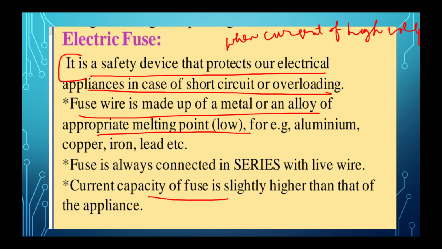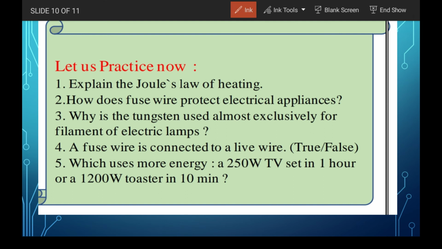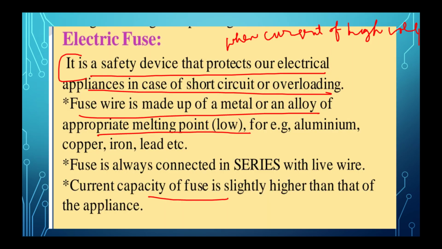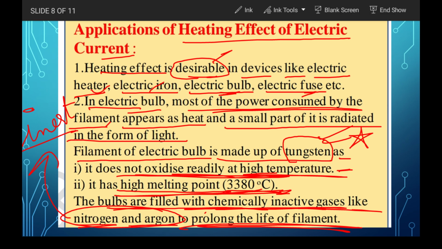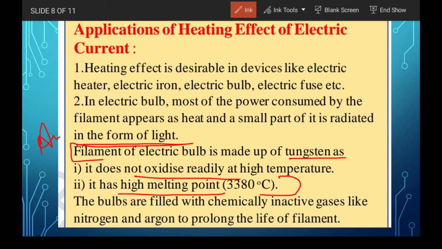Now again: why is tungsten used exclusively for filaments in electric bulbs or lamps? We can write it from here only. This is the answer: the filament of an electric bulb is made of tungsten because it does not oxidize and it has a high melting point. So this is your answer number 3.